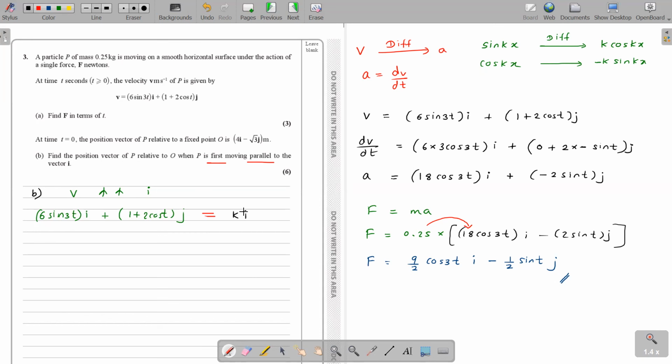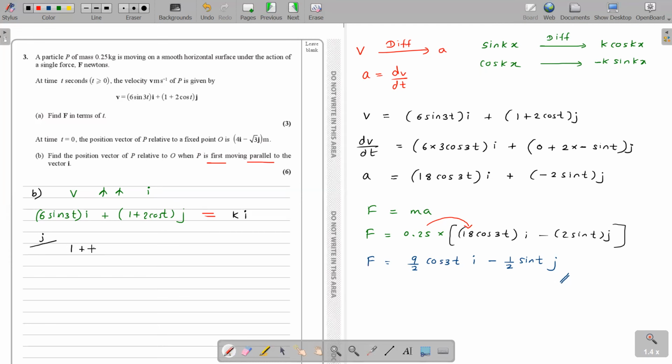Constant times i, and then compare coefficients. You don't even need to go this far. You could directly get the answer. Anyway, if I compare the coefficients, I will not go for the i coefficient. I'll go for the j one, because the coefficient of i will have an unknown value called k, which is a value that we put to remove the parallel sign.